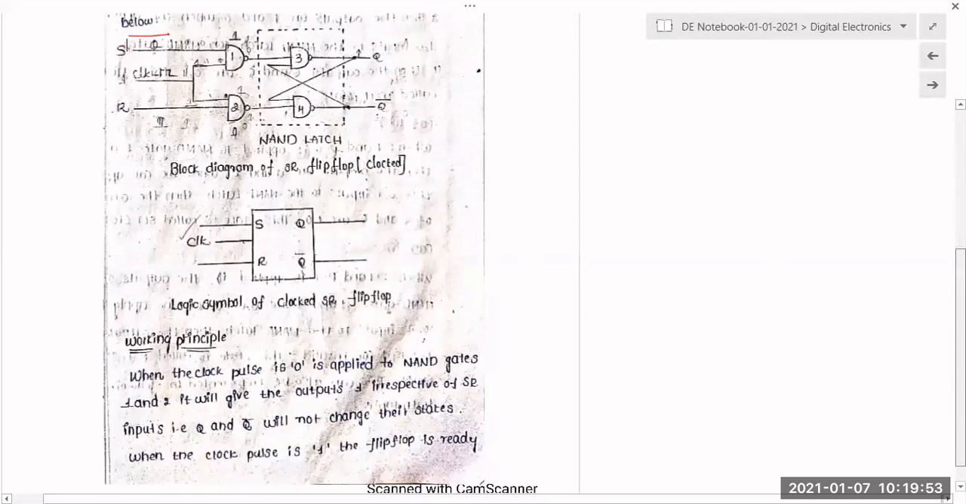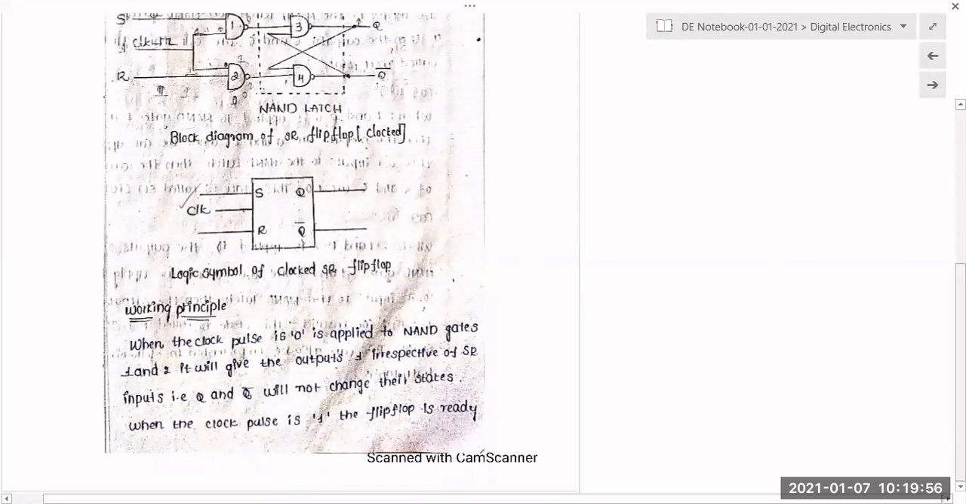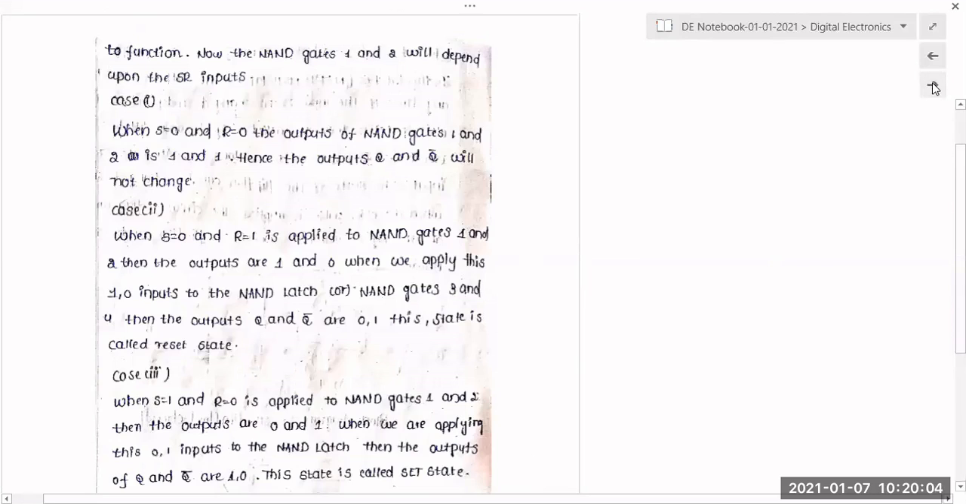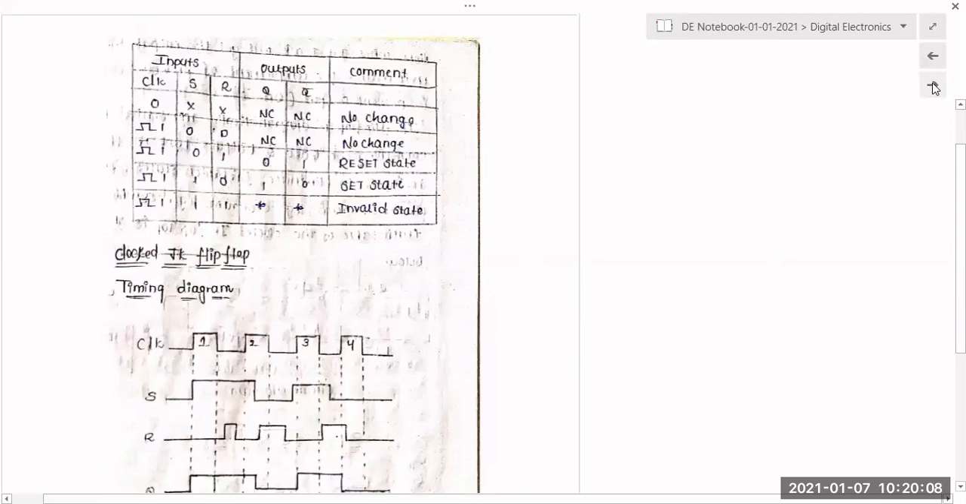As it is a positive level, I can say directly that the clock is positive. And what is the working principle? We saw this in yesterday's class. When S is 0 and R is 0, this is the truth table. Whenever the clock value is 0, the SR inputs do not matter. It always operates only at the time of the clock pulse. So independent of the SR values, the output does not change: no change.